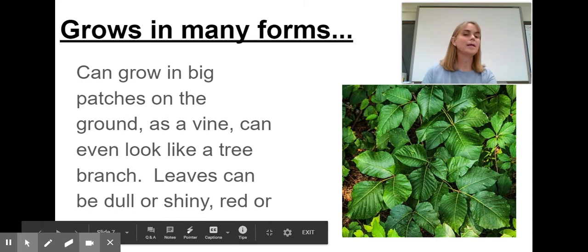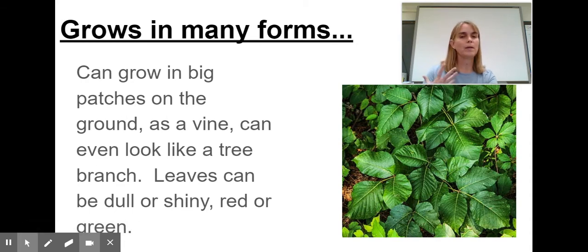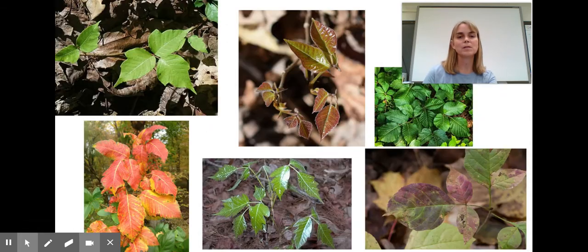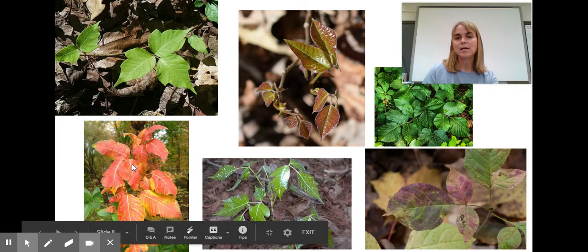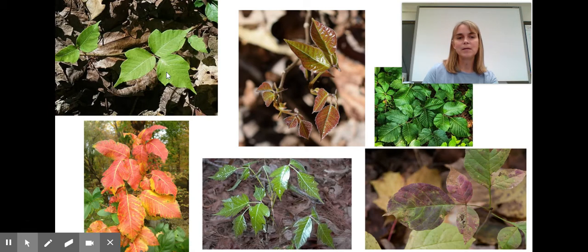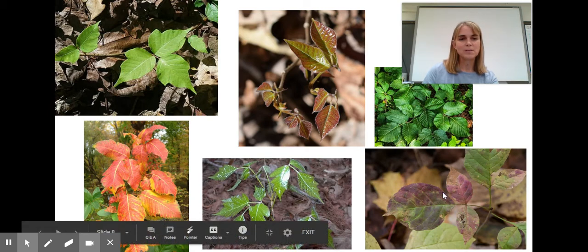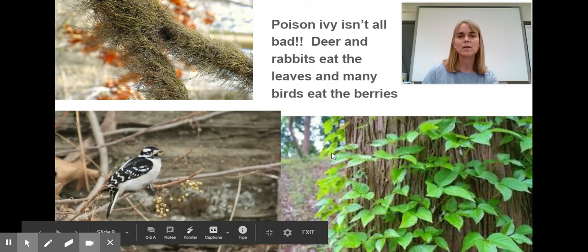All right, and as I said, poison ivy can grow in many different forms. Big patches on the ground. So here's some individual where they're just growing as plants on the ground. The leaves can be shiny, especially in the spring with new growth like these. They can be red, they can be green. Sometimes the leaflets look pretty smooth, and other times they seem to have lobes. So they can look a lot of different ways.